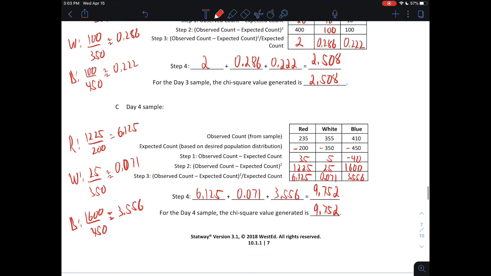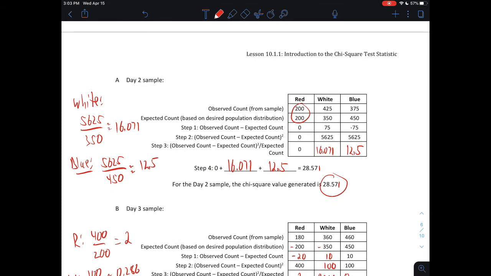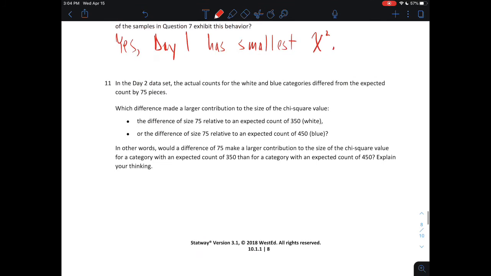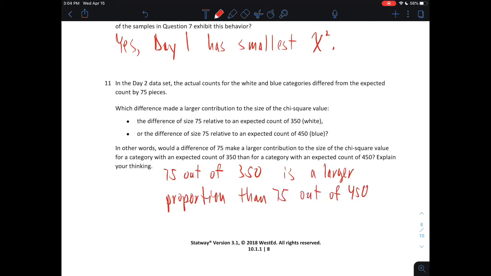And if we go back to our chart for day 2, let's just take a look at what they're talking about here. Maybe just notice when we compare the white column with the blue column, we got 75 as the difference. There's also the same square, but which one gave us the larger number that we used in adding to get our chi-square value? The white column with 16.071. So going back to the reasoning for number 11, 75 out of 350, that's a larger proportion than 75 out of 450. So the actual counts for white, that made a larger contribution.